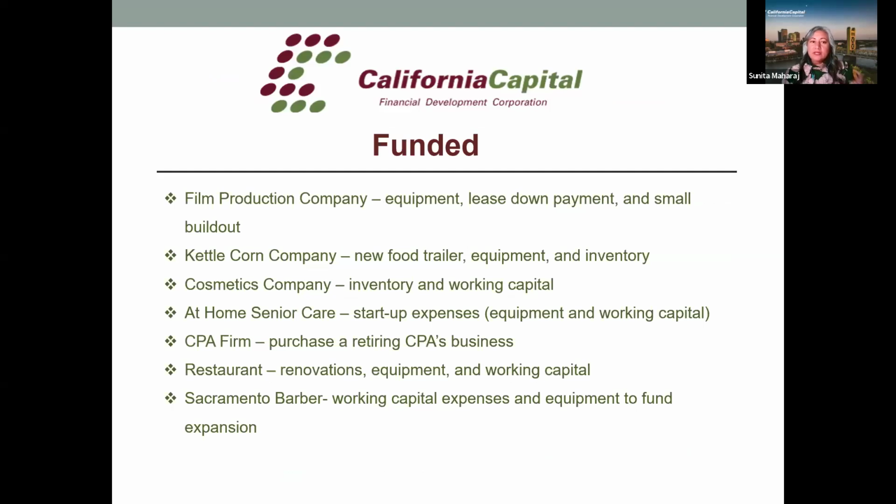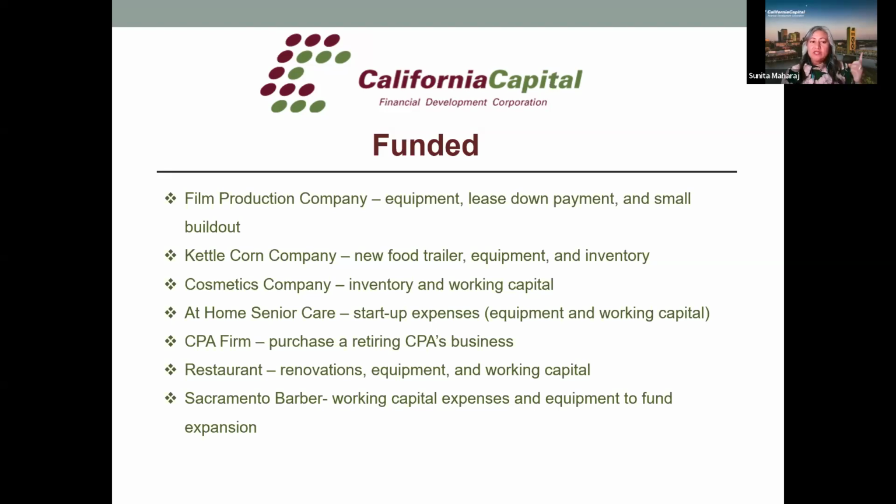In the direct lending, these are some of the types of loans that we've been able to fund so far. So I'm going to let you know what we've done in the past and currently doing. A film production company, we're able to provide them equipment, money, lease down payment, and small build down of the property that they leased. A kettle corn company, new food trailer equipment and inventory they use the funds for. Cosmetics company for inventory and working capital. At-home senior care, a startup for startup expenses.